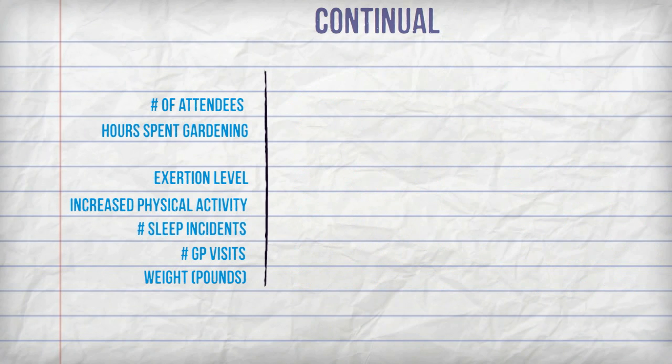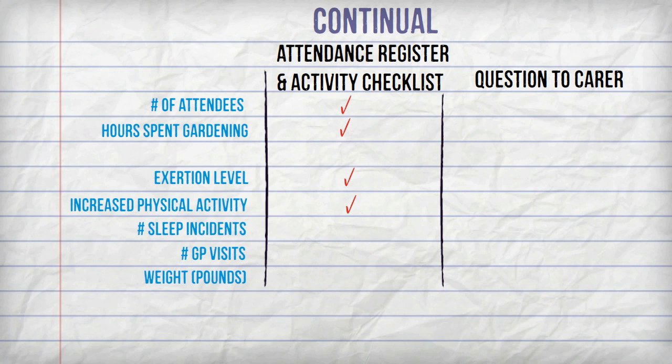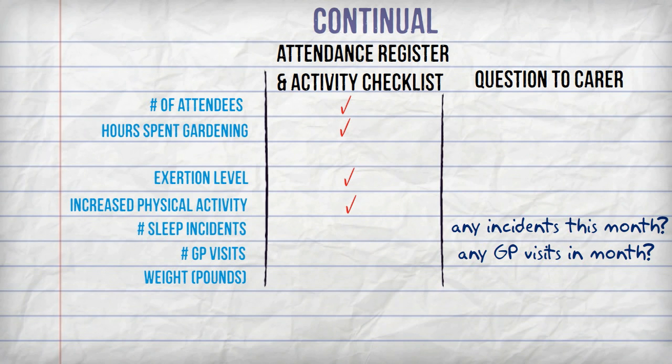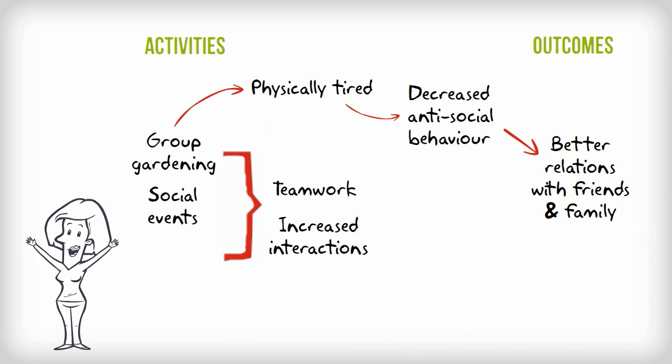For continual collection, the attendance register and activity checklist can cover off attendees, time spent, activities, and their difficulty, which completes collection of 4 of the measures. Almost all of the rest can be collected by asking carers quick questions when they come to pick up their clients. For example, if the user has visited the GP in the last month, or if they've had any sleep incidents that month. Just remember, you don't have to measure or have a measurement for everything if the story can be told with less, so don't worry if you get stuck on an element or two.